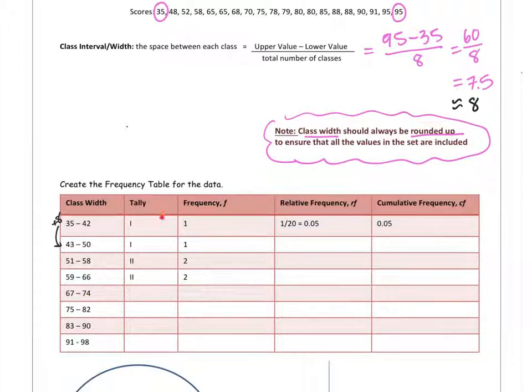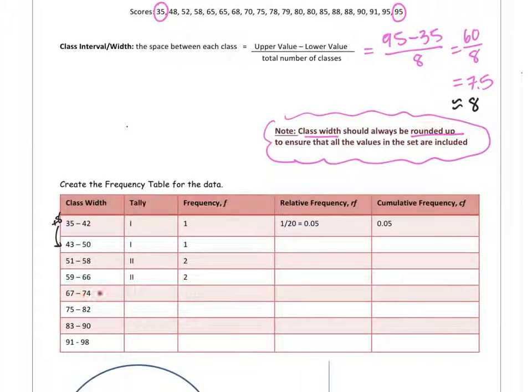So this is how you can find the tallies. So we're going to tally up the numbers in between 35 and 42. So looking at your list, since it's in order now, look for numbers and see if you can find numbers between 35 and 42. Well, the only number between 35 and 42 is 35, right? 48 is not between that interval. So 35 is the only number, so I would put 1 tally and 1 for the frequency, because I only have 1 tally. And I would do this again for my other intervals.